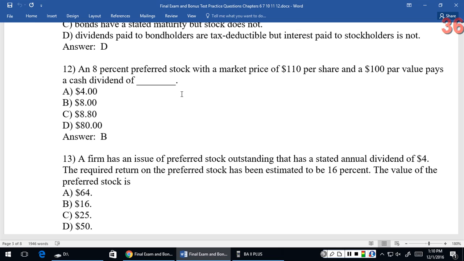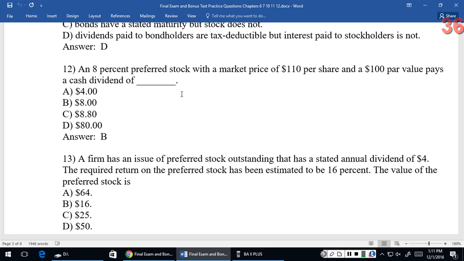Now with preferred stock, it pays a percentage of the par value. So this is simply going to be 8% of $100 par value. 8% of 100 is $8 in dividend. So the answer would be B.